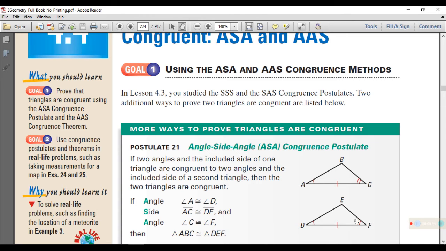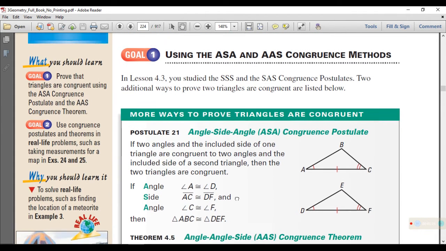In here, we can see from the markings that angle A is congruent to angle D. That is one angle. Next, we have side AC congruent to side DF. That is one side. And we have another angle, angle C, congruent to angle F on the second triangle. So that is another angle. Take notice that side AC is between the two given angles, angle A and angle C, and side DF is between the two angles, angle D and angle F.